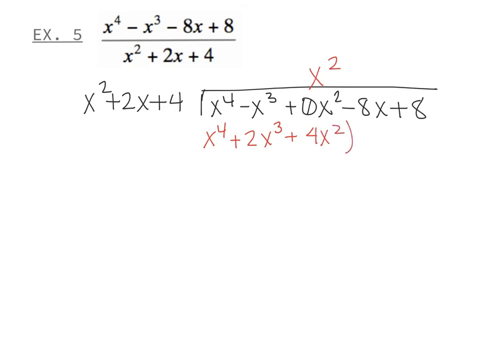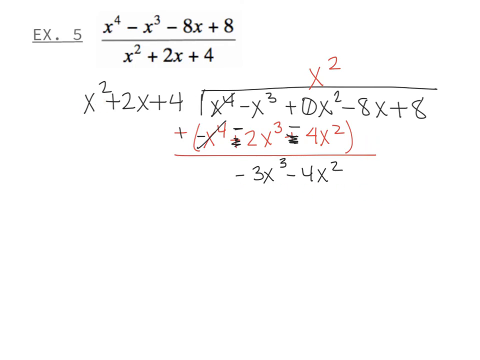positive 4x squared, parentheses minus, distribute that negative, so negative times that positive is a negative. Negative times a positive is a negative. Negative times a positive is a negative. So x to the 4th minus x to the 4th cancel. That one, the first one always cancels. Negative x cubed minus 2x cubed is negative 3x cubed. And 0x squared minus 4x squared is negative 4x squared. I'm dividing by a trinomial, so I need to have 3 terms.